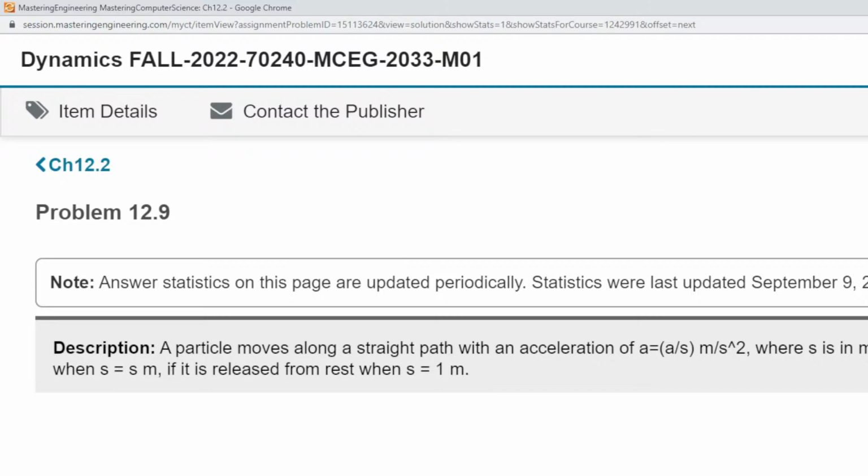Okay, wait a minute. I can't find the mouse. Oh, there it is.